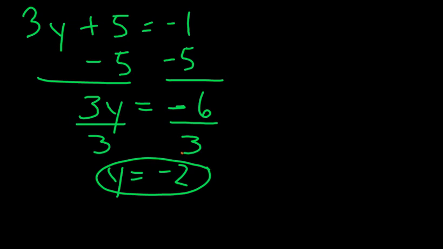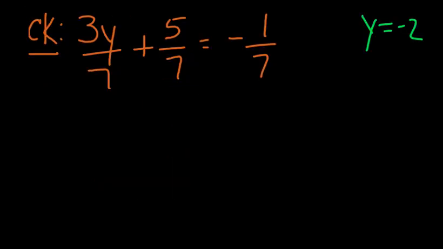Now we get to check it. I'm waiting for the groans because we get to check it in the original problem. So we think y is -2. Remember we thought y was -2. Now we're going to check it. So we're going to use the original problem. Yes, I know, the one with the fractions. It'll be okay. We're going to put -2 in y's spot.